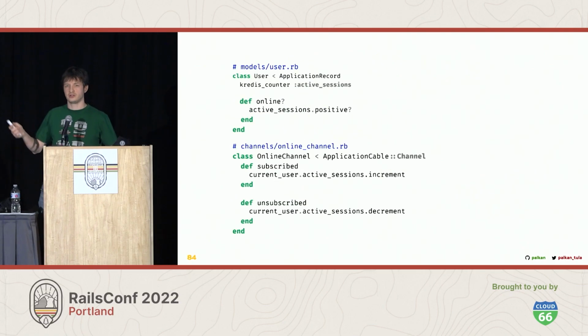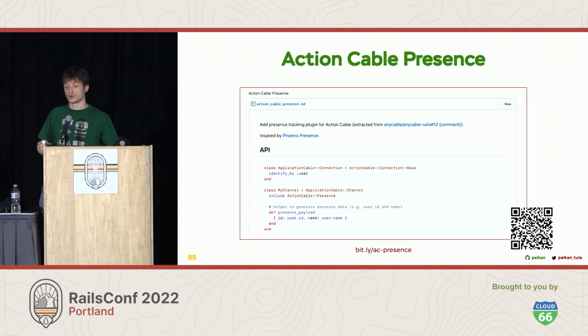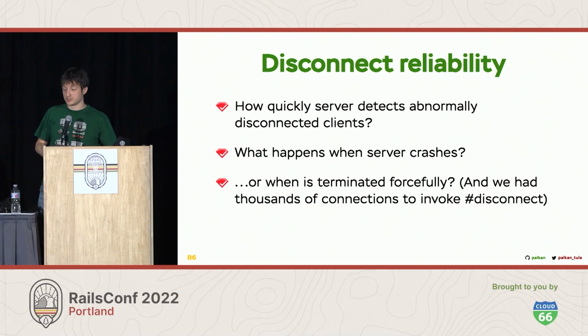OK, we have a new shiny K-Redis library. Let's use counters. And that's kind of a better idea. But I think for this use case, we also need something more generic, a presence tracking implementation. And I even wrote about it years ago, a proof of concept, just an API that could look like Action Cable presence, which will allow you to include it into any channel you want and have a consistent view of who is online or broadcast events or whatever. It's available online. But there is a problem.